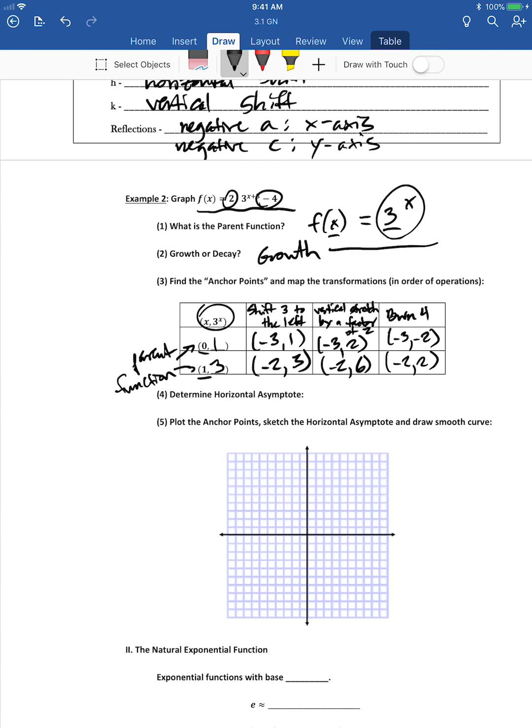So step 4, determine a horizontal asymptote. This is going to be, now usually it would be y equals 0, but I just looked at my transformations. I'm shifting the entire graph down 4. So my new horizontal asymptote will be at y equals negative 4. I've moved down 4.